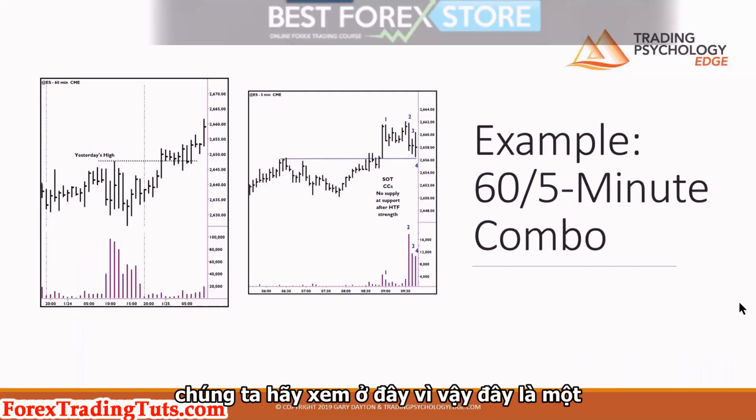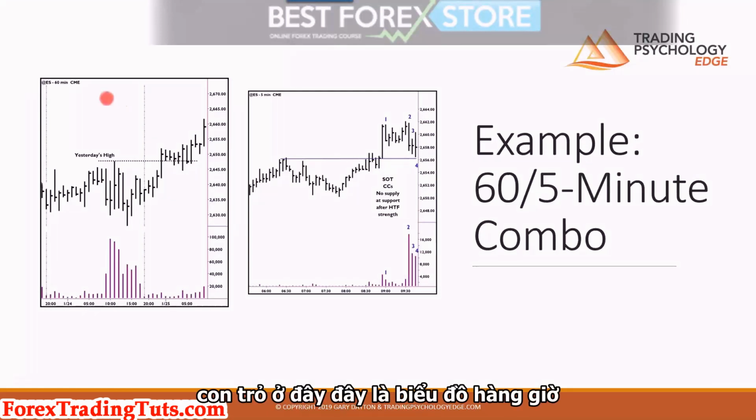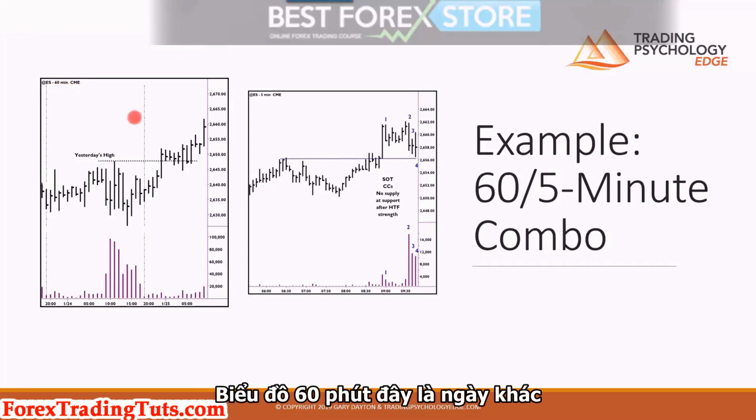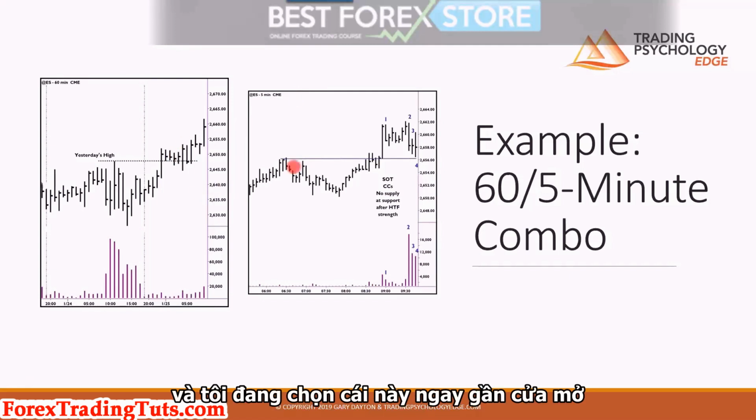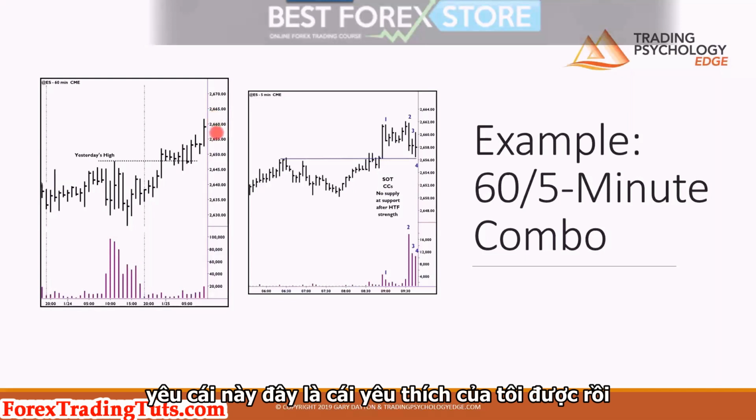All right, so let's take a look here. Here's an example of the 6-5 combo. Here's the hourly chart, the 60-minute chart. This is the other day. This is the 5-minute chart. I'm picking this right near the open because so many traders are fearful of trading the open. And what I'm going to show you here is a way to do it. This is a great trade setup. I love this. This is my favorite one.